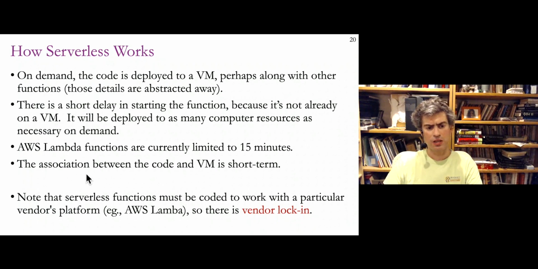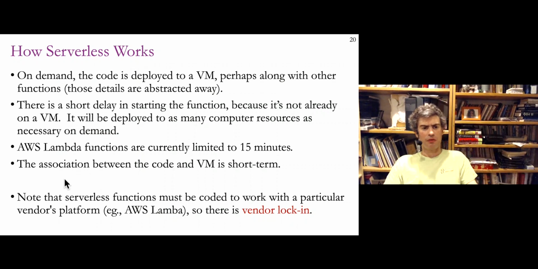Because the code can be very quickly deployed, the association between your code and a particular virtual machine is intended to be short term. So for that reason, on AWS in particular, these serverless functions, Lambdas, are limited to running for only 15 minutes or less, which is kind of annoying sometimes. But that's one limitation.